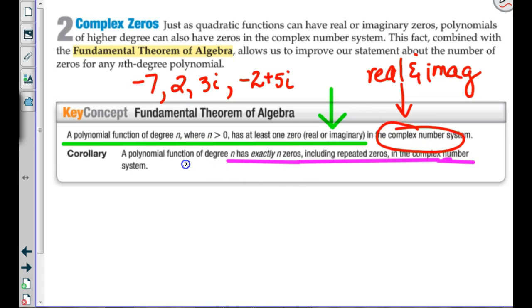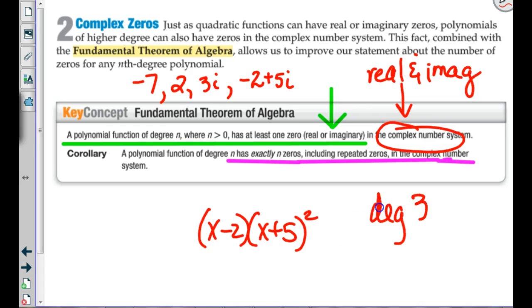It says a polynomial function of degree n has exactly n zeros as long as you count repeated zeros. So if I have this, what degree is that? It's degree 3. And if I asked you or looked at the graph, we'd say it only had 2 zeros, right? It would have one at 2 and one at -5. But if you count the multiplicity here, then there's 1, 2, 3 zeros. Just says if you're counting repeated zeros, you'll hit that 3. All right.